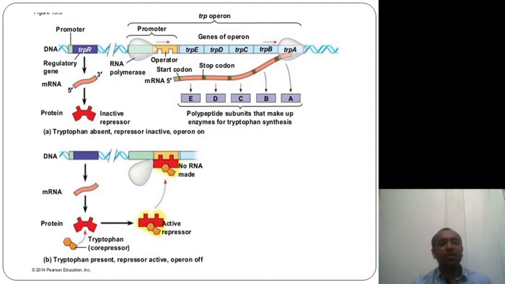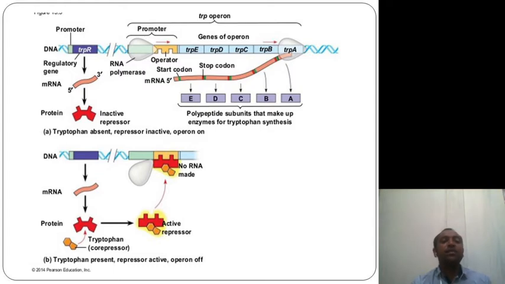So basically, when this inactive repressor cannot bind to the promoter region, the promoter region is very much available, or free, for the RNA polymerase to come and bind and initiate the transcription of the structural genes. Here you can see there are 5 structural genes: E, D, C, B and A. So these will undergo transcription, and then will produce the required protein, or the enzymes for the amino acid.